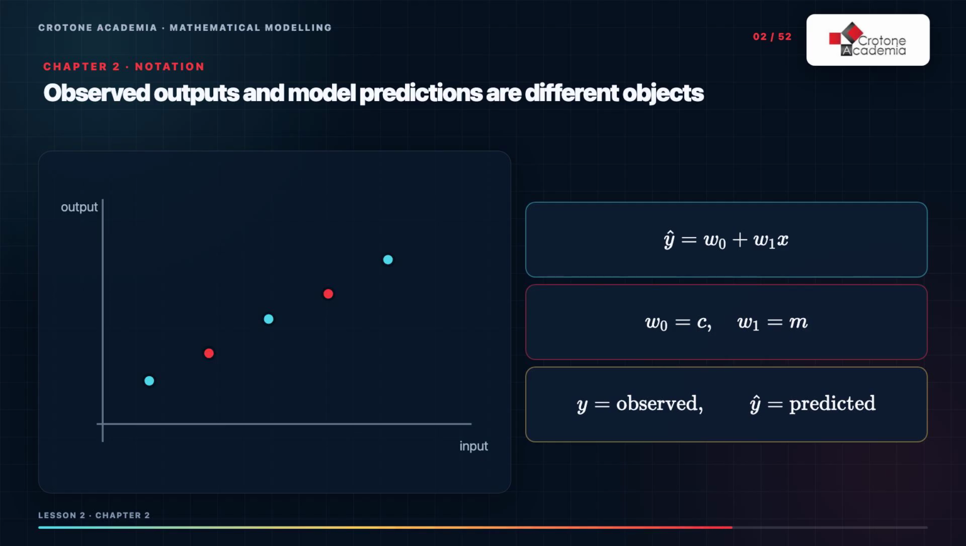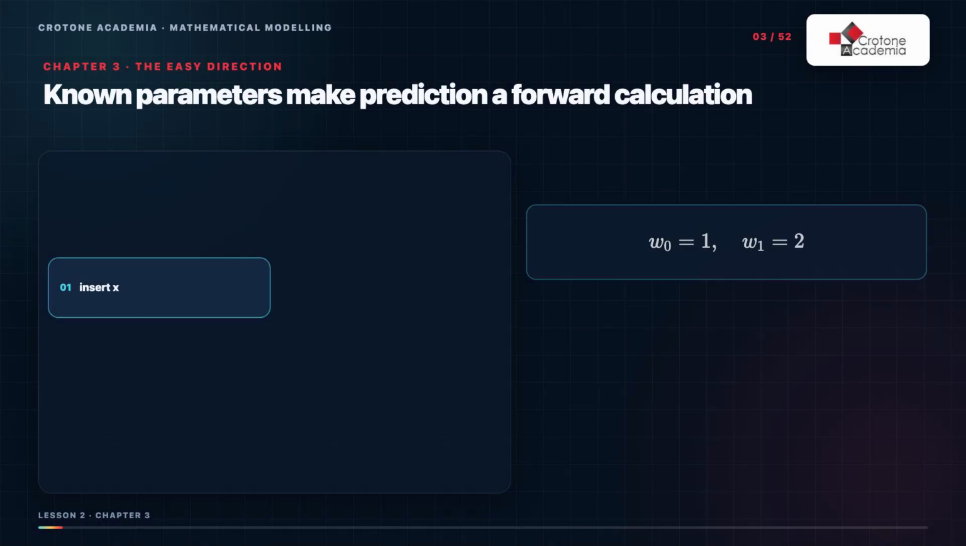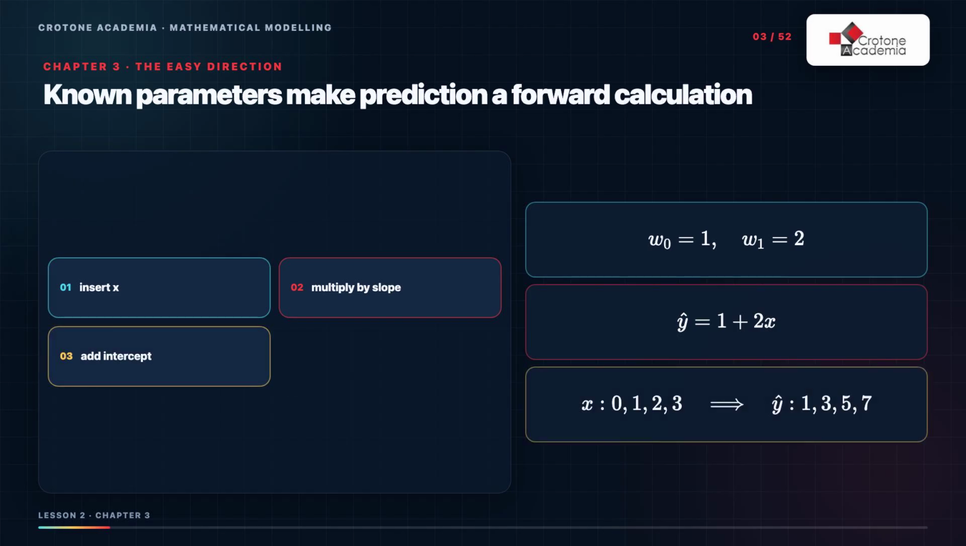Keep that distinction in mind because the entire lesson asks whether one shared parameter vector can make the model predictions agree with all the observed outputs. Begin with the easy direction. Suppose the parameters are already known. w0 equals 1 and w1 equals 2. The model is y hat equals 1 plus 2x. At x equals 0, the prediction is 1. At x equals 1, it is 3. At x equals 2, it is 5. And at x equals 3, it is 7.